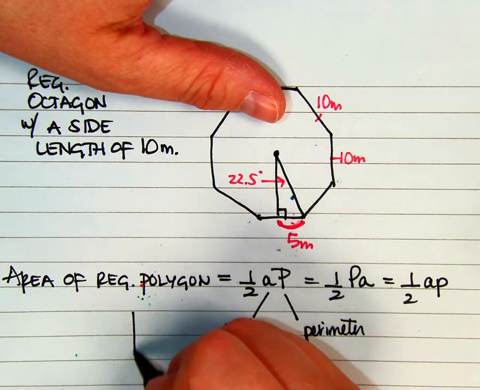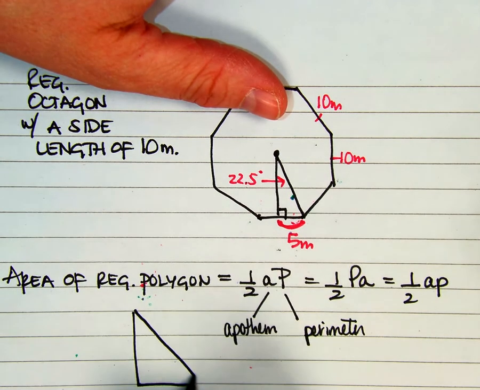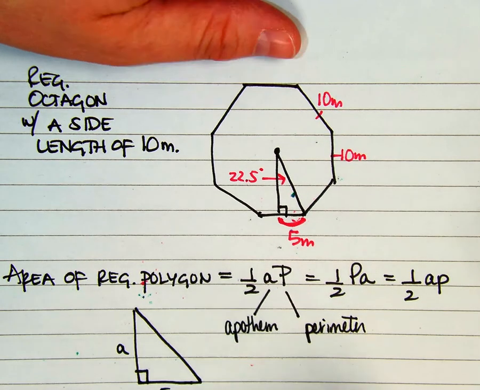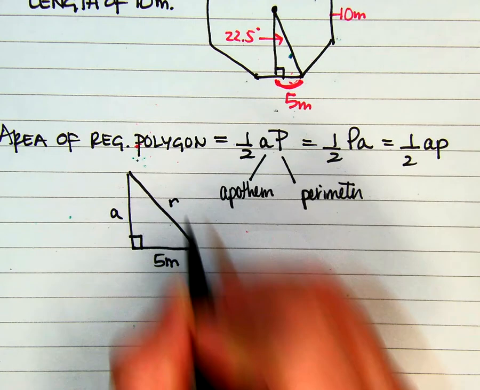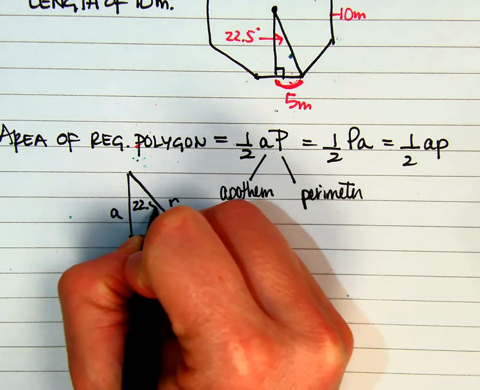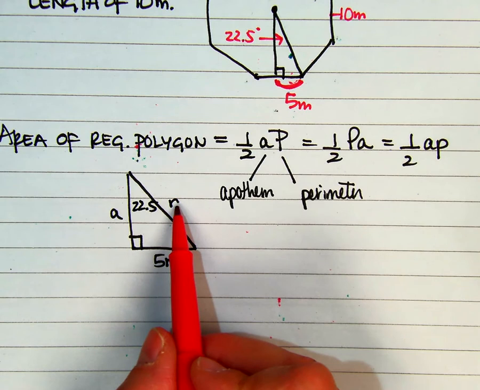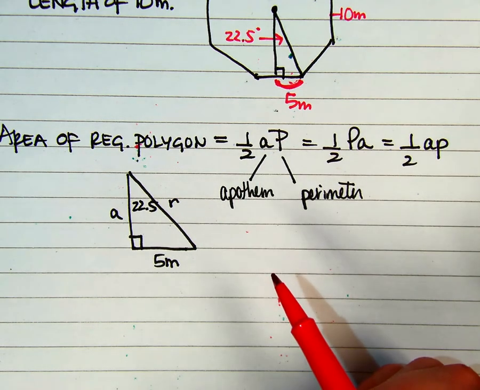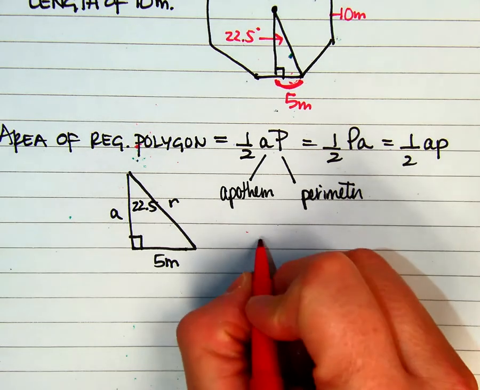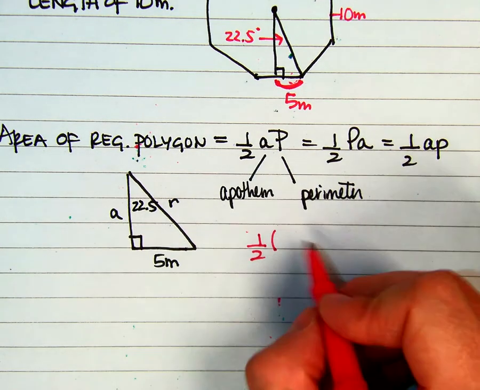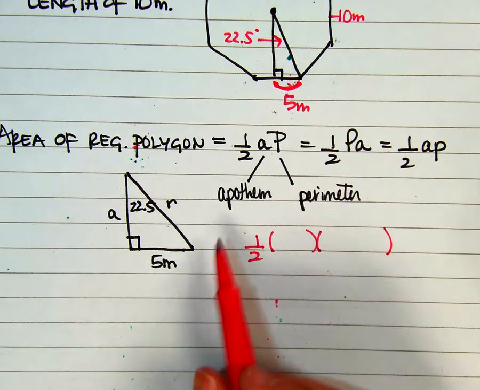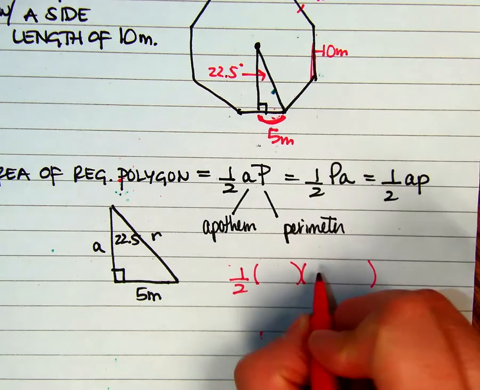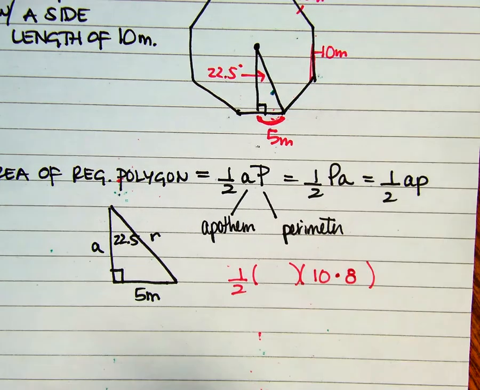Okay, so just for ease of explanation, we have the apothem, which is A. We know that this is 5 m. This is the radius that we don't know, and this is 22.5. Do I need the radius? 1/2 apothem perimeter. No, I don't even have to have the radius. So 1/2 apothem I have to find yet, but the perimeter is going to be, let's go back up to here, each side is 10, and I have 8 sides, so 10 times 8.